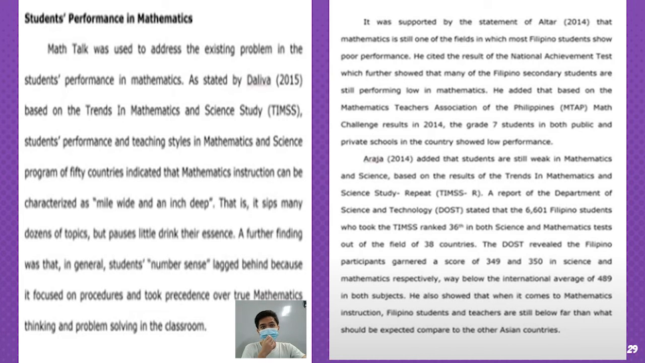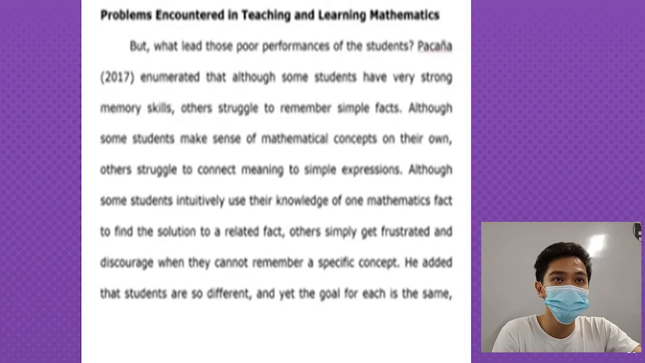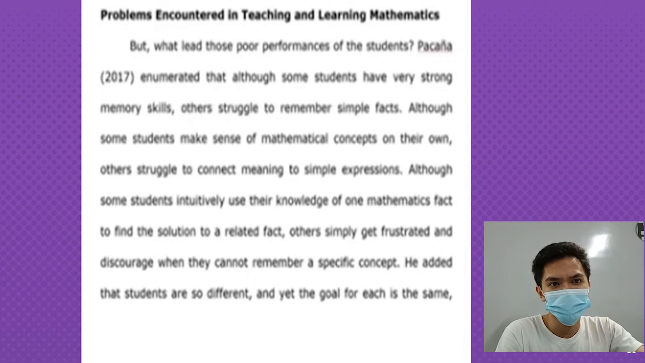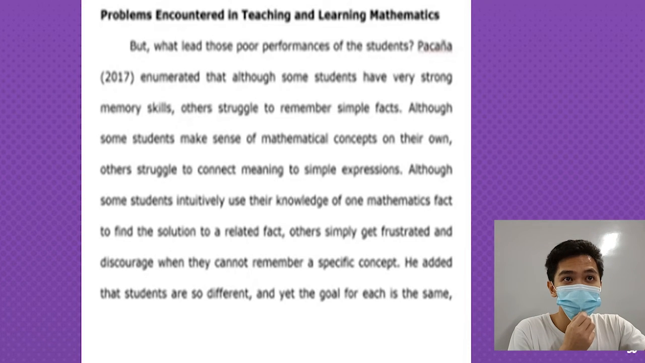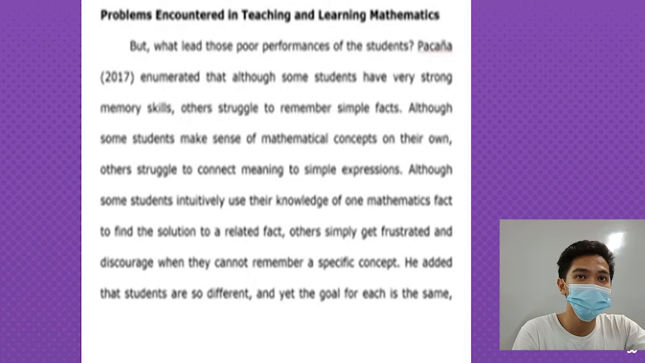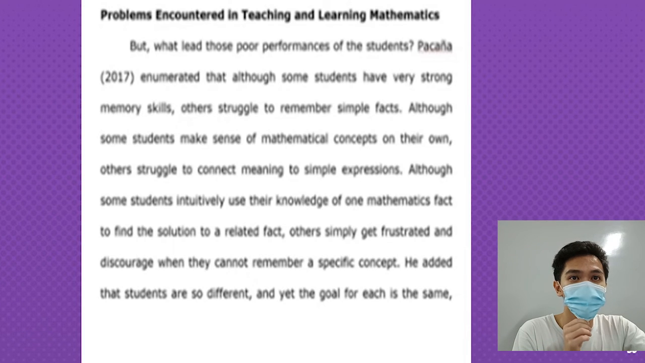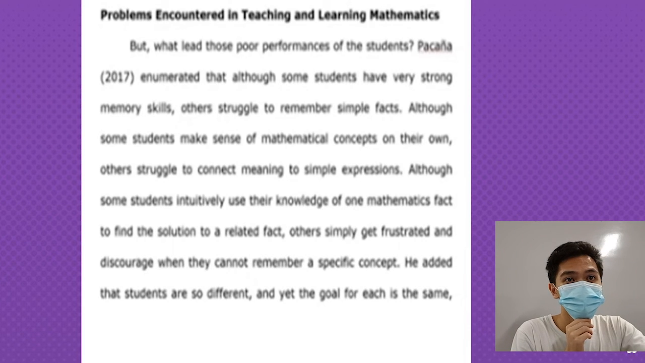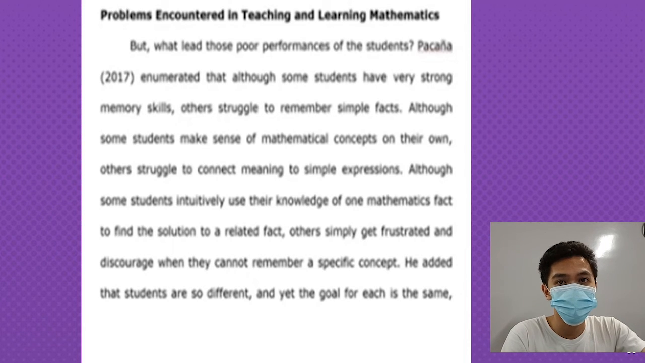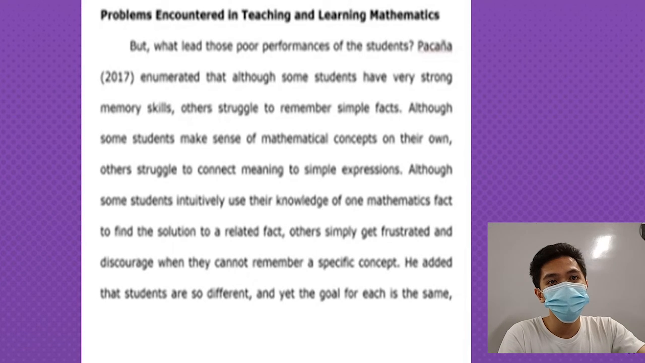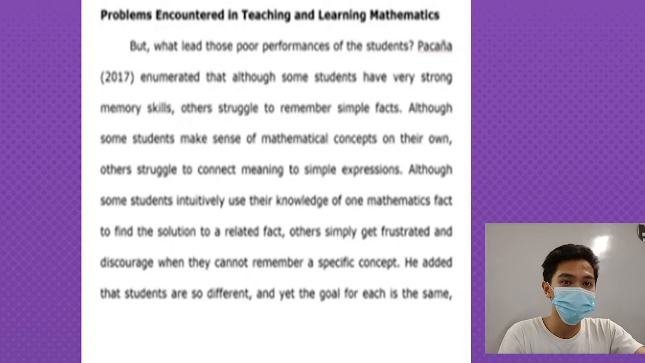So, the next topic discussion is all about the problems encountered in teaching and learning mathematics. So, from the previous topic discussion, it stated the poor performance of students. In this topic discussion, it is about the teaching methods. But what led to those poor performances of the students? Pacania 2017 enumerated that although some students have very strong memory skills, others struggle to remember simple facts. Although some students make sense of mathematical concepts on their own, others struggle to connect meaning to simple expressions. So in this topic discussion, he stated the problems in teaching mathematics to the students.